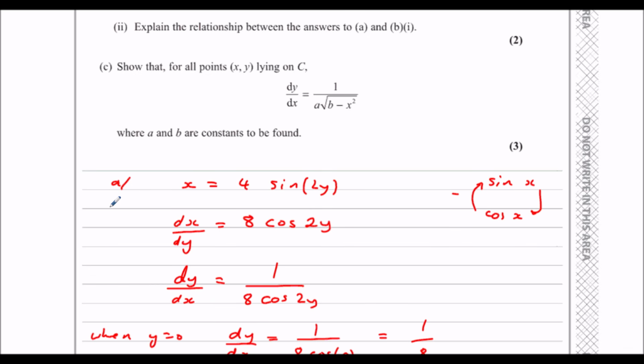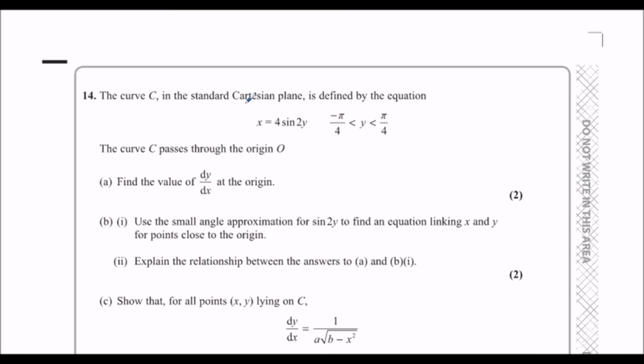And part C, show that for all points x and y lying on C, dy/dx equals 1 over a times root b minus x squared, where a and b are constants to be found. So we're taking dy/dx and we're getting rid of the y, and changing it into being in terms of x. So we're getting dy/dx in terms of x. So let's do that. So dy/dx equals 1 over 8 cos 2y. And we want to get rid of y, and we want x. So what links x and y? x equals 4 sine 2y.